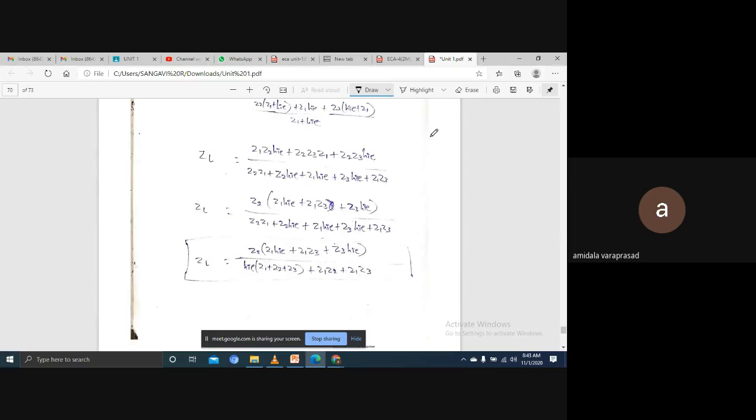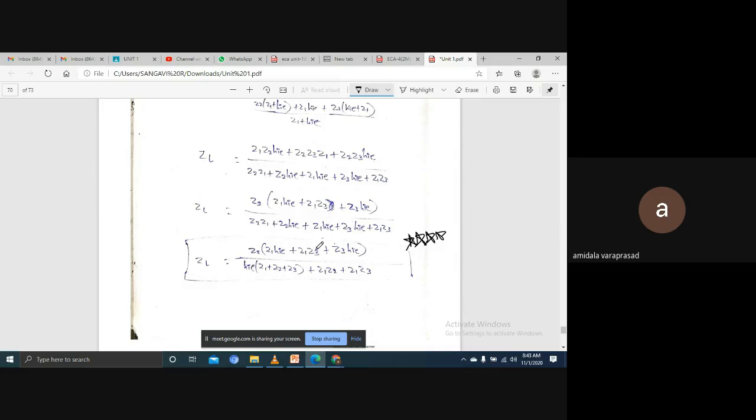You have to remember this, please keep it. How to remember? See, Z1 into HIE, Z3 into HIE, and Z1 Z3. You can take Z2 common. And HIE of Z1 plus Z2 plus Z3 plus Z1 Z2 plus Z1 Z3. Okay, this is very important. You have to remember it.